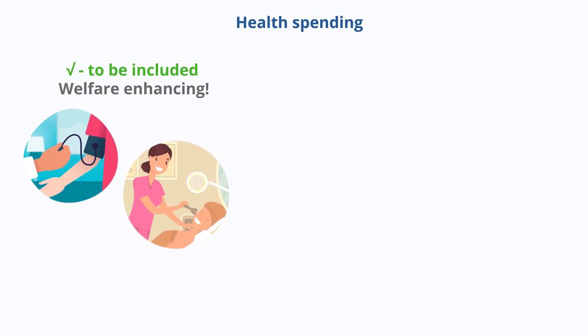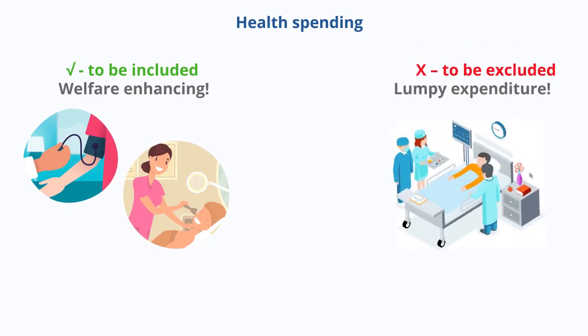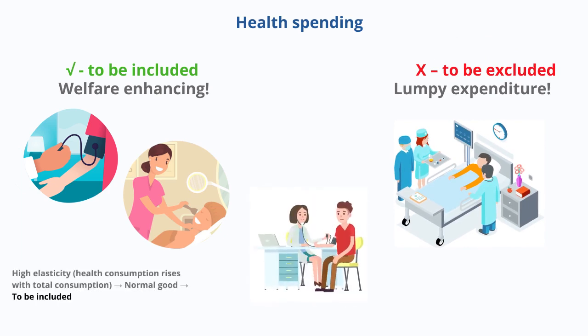Health spending. Health spending is a complicated topic, as certain aspects should certainly be included because they are welfare enhancing, such as preventative care and cosmetic procedures, and certain aspects excluded as they are lumpy expenditures, such as hospitalization. Other spending, including doctor visits and treatment for illness, could be considered either welfare enhancing and included, or a regrettable necessity and excluded. Deaton and Zaidi 2002 recommends basing this decision on the elasticities.